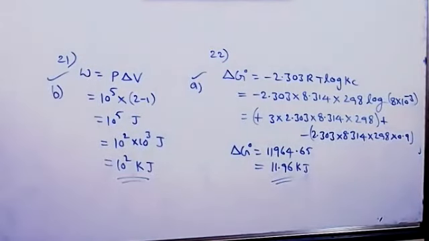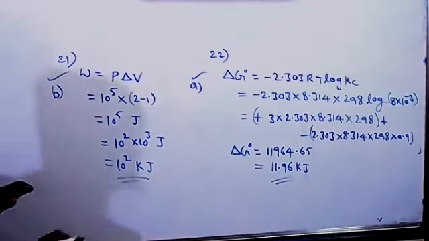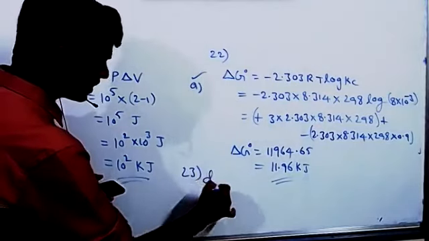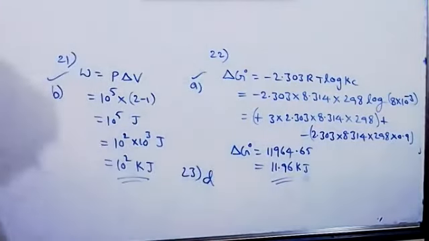23. Which of the following statements is true? The total entropy of the universe remains constant. No, total entropy of the universe keeps on increasing only. B, the total entropy of the universe is continuously decreasing. So that's a wrong statement also. The total energy of the universe is continuously decreasing. That's also wrong. The total energy of the universe remains constant. Yes, total energy of the universe is constant. Entropy of the universe actually keeps on increasing. 23, D is the correct answer.